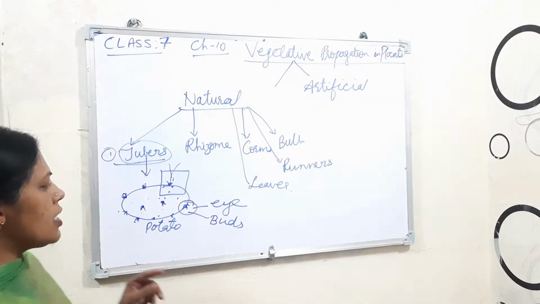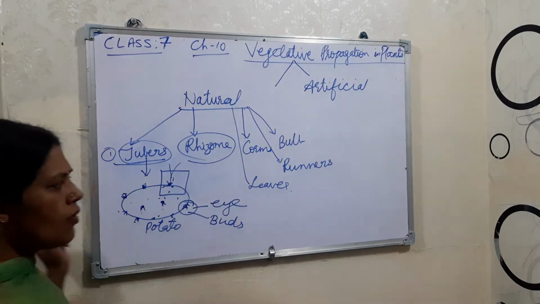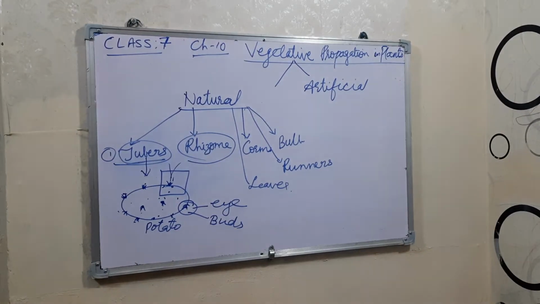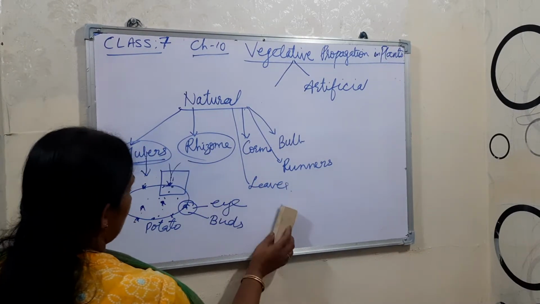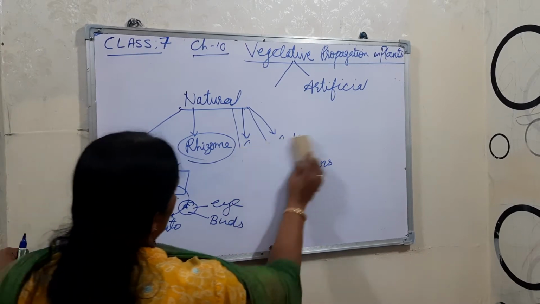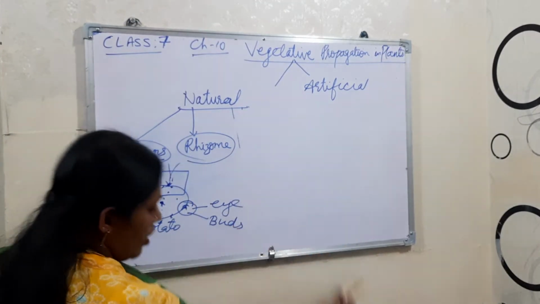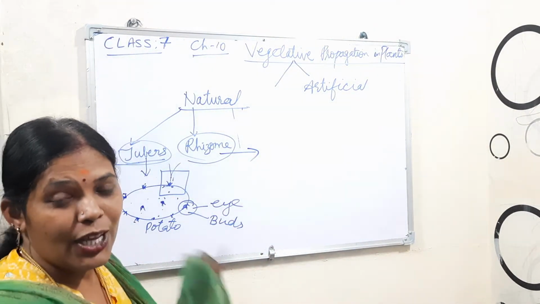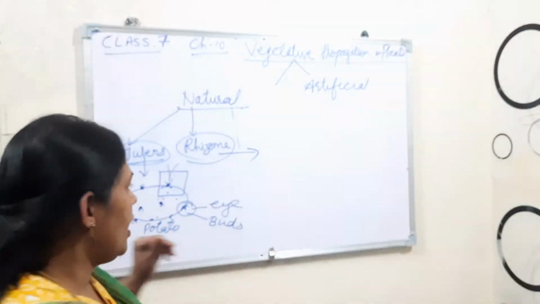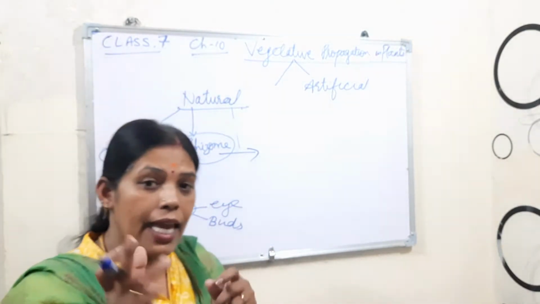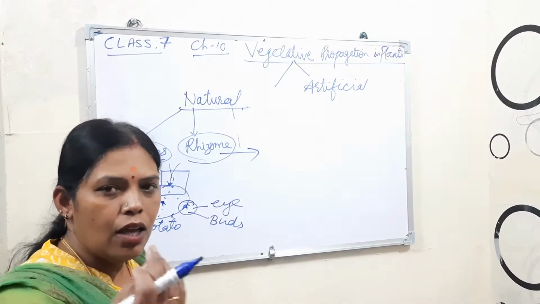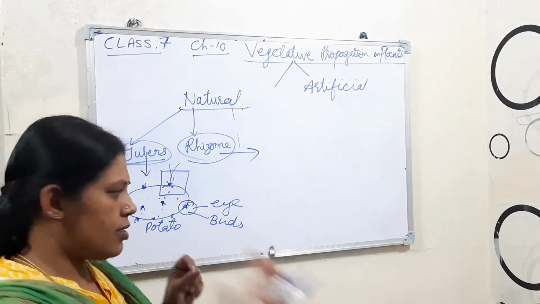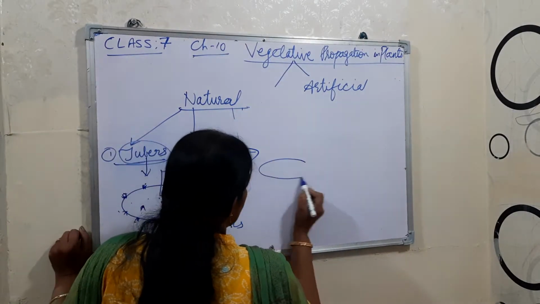And the next one is the rhizome. In rhizome, see what happens. Rhizomes are also underground stems only, but they grow horizontally, and there scales are produced. Then from the apical buds, the tip itself, a new plant arises. How will it be seen?